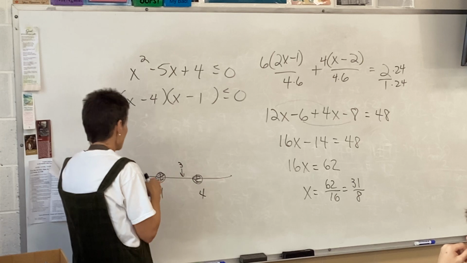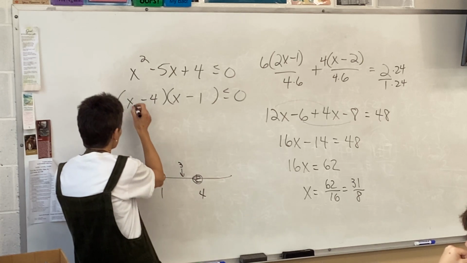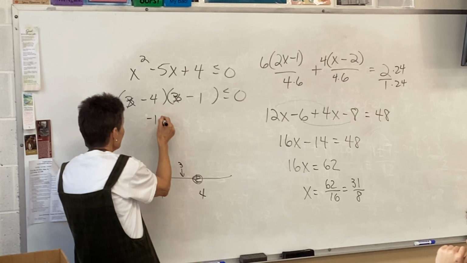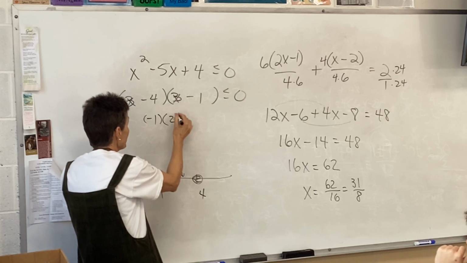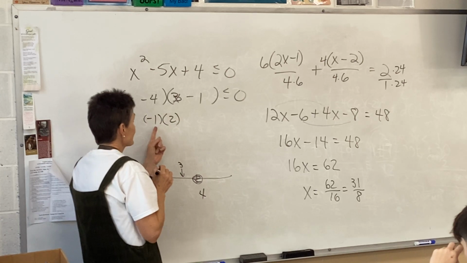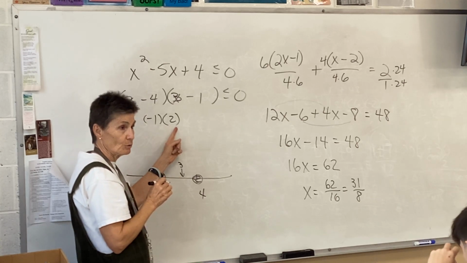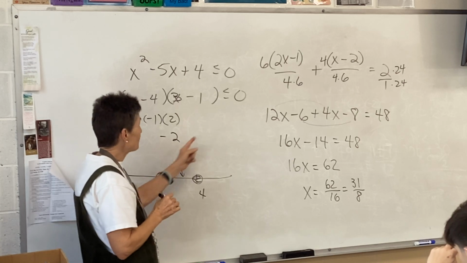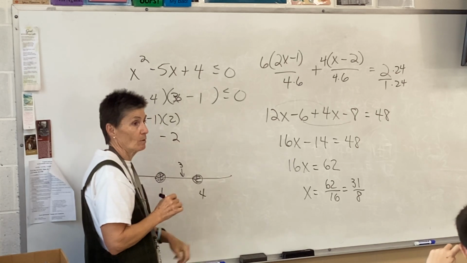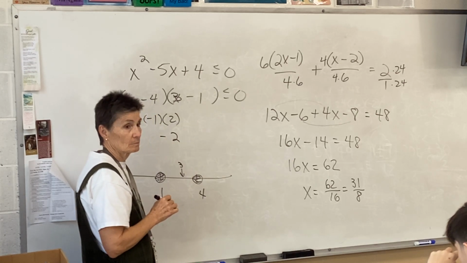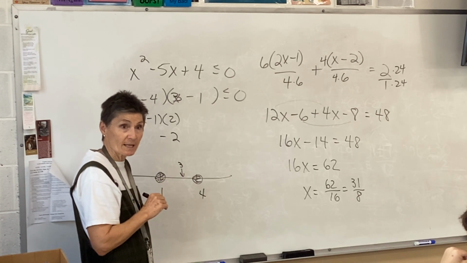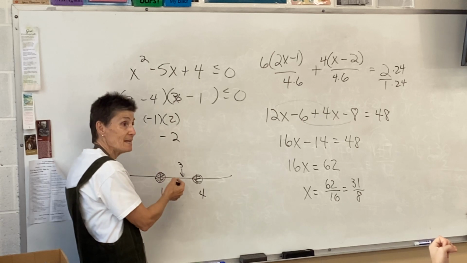Okay, so let's put 3 in. So 3, they're putting 3's in here. So 3 minus 4 is negative 1. 3 minus 1 is 2. Is negative 1 times 2, which is negative 2, is negative 2 less than 0? Yes. So since negative 2 is less than 0, what does that mean?